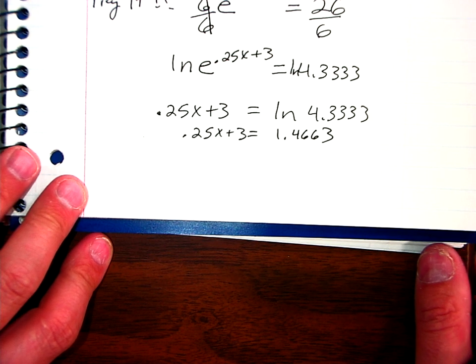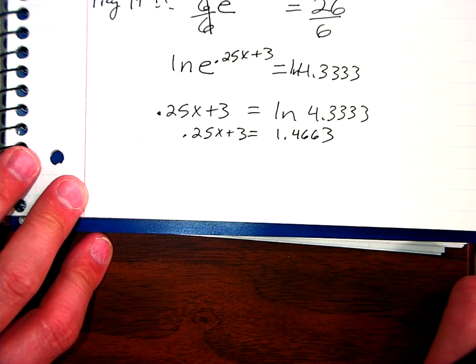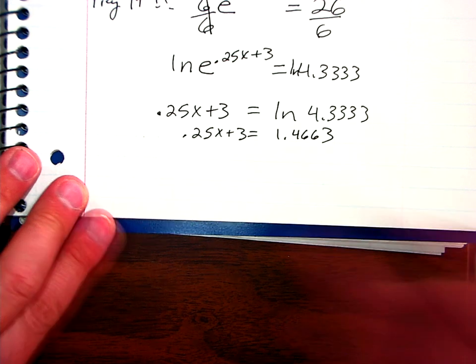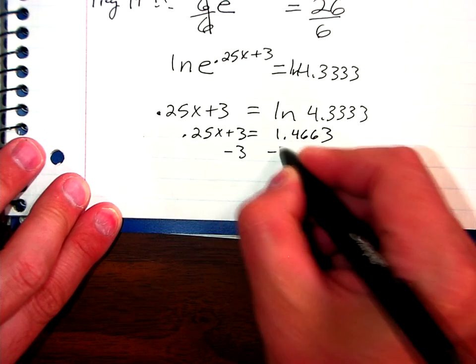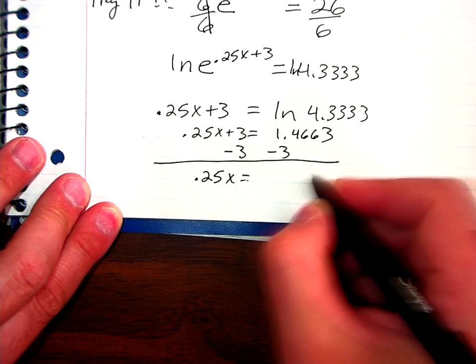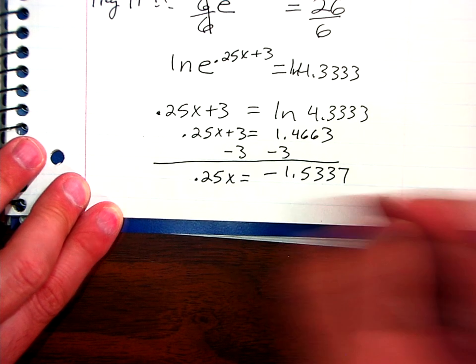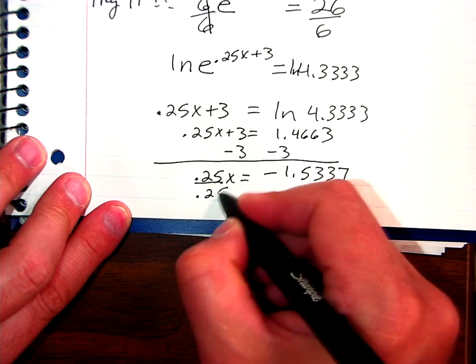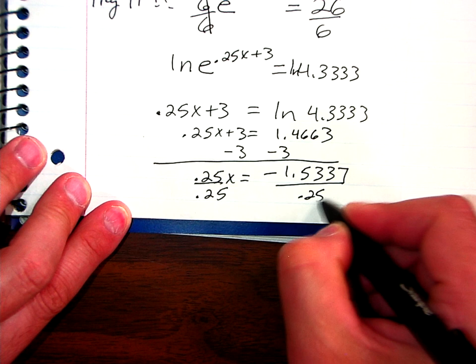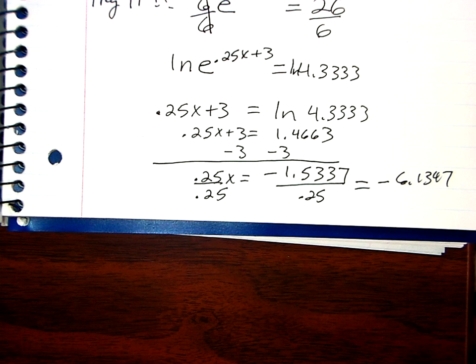You look confused. Can you try it again? ln 4.3333. Oh, you said like the 2, 5. Oh, okay. So now it's a two-step equation, so I'm going to subtract 3. 0.25x equals negative 1.5337. Divide by 0.25. And hopefully you got negative 6.1347.